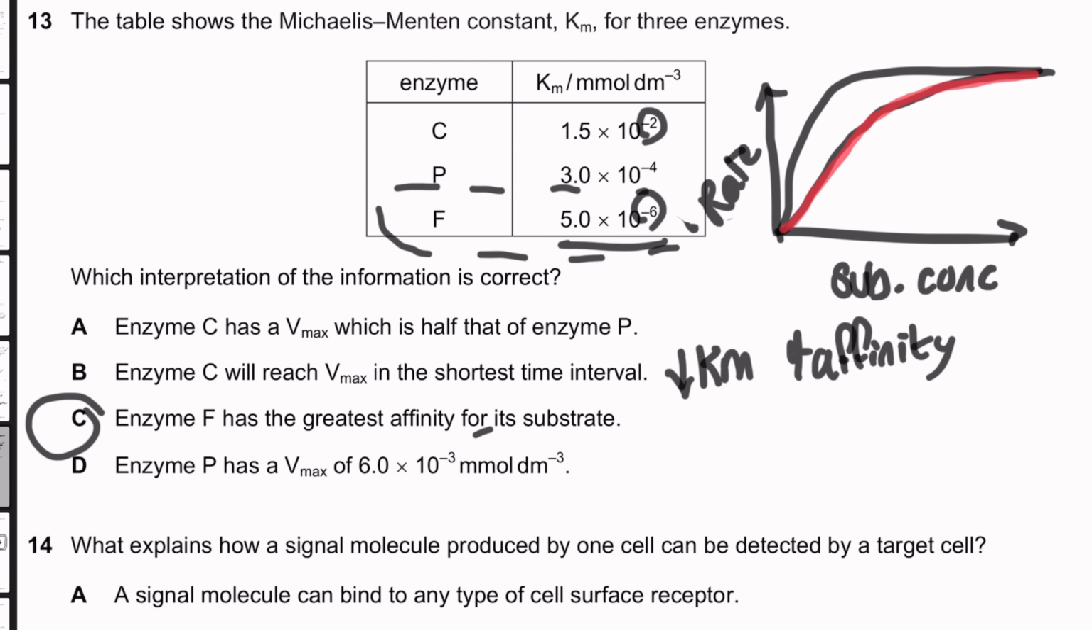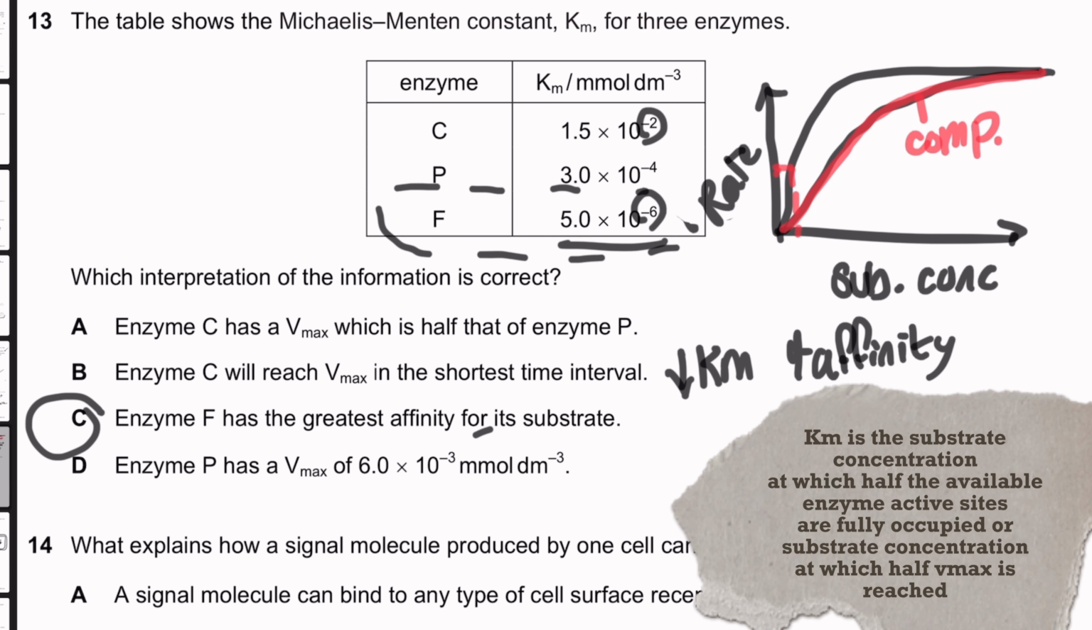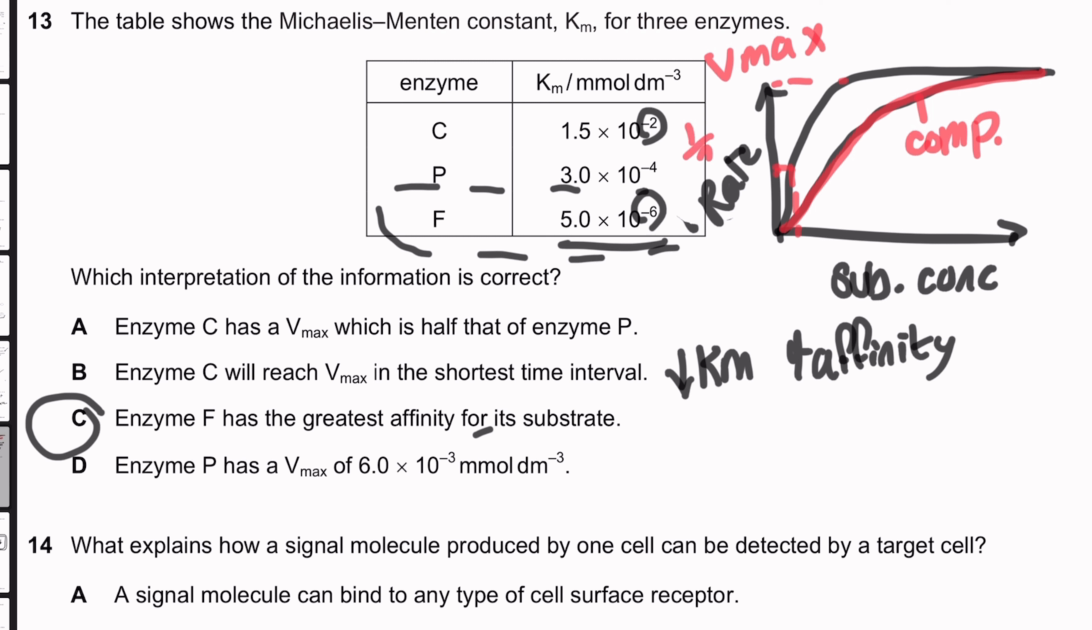the substrate concentration against the rate of reaction, but when a competitive inhibitor is added. And when a competitive inhibitor is added, you can see that actually the Km has increased. So we know what the Km is. It's the substrate concentration at which the available enzyme active sites are fully occupied. Right, and so basically if we look at this, here we have the Vmax, okay? At half the Vmax, we have the Km.